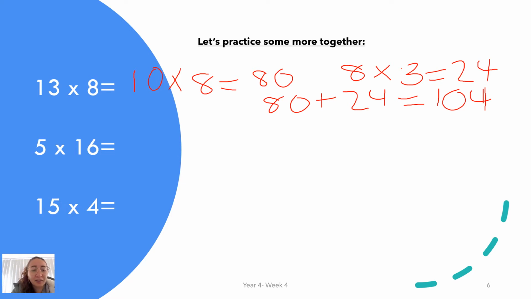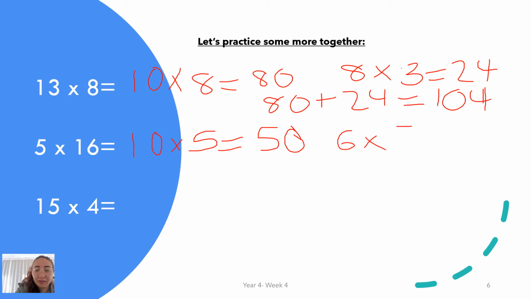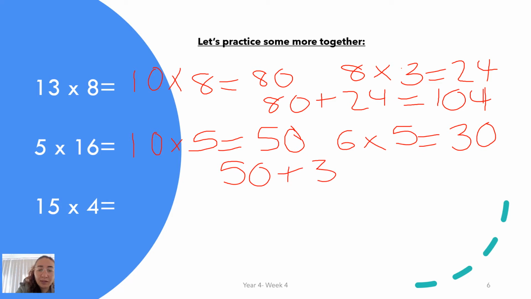Now 5 multiplied, or the product of 5 and 16. Here, our known fact, if we break down 16, would be 10 from 16, 10 multiplied by the 5. We know that this is 50. Then we would multiply the 6 by the 5, which will give us 30. Again, adding the two numbers together, 50 plus 30 equals 80.